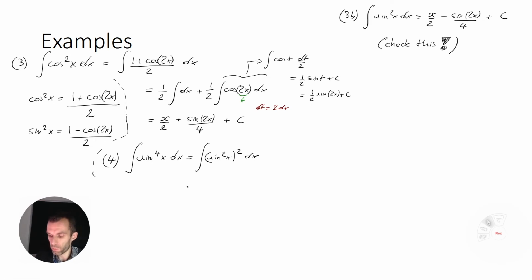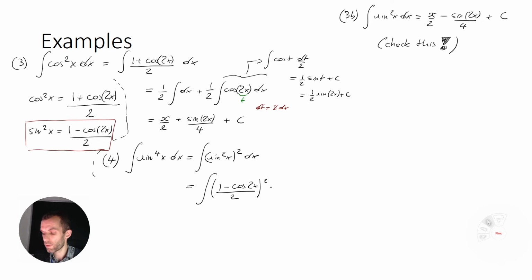So now if you substitute that in here, so we maybe give it a color. So we use this for what I'm about to write. 1 minus cosine 2x divided by 2, squared dx.